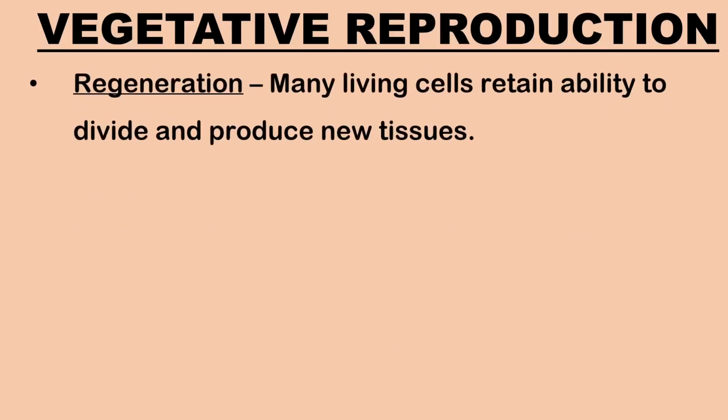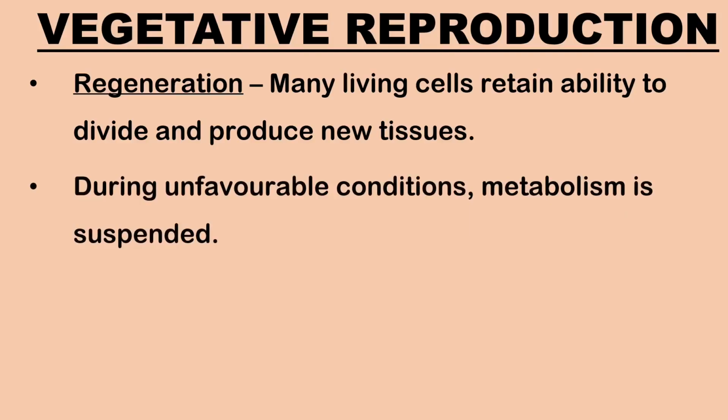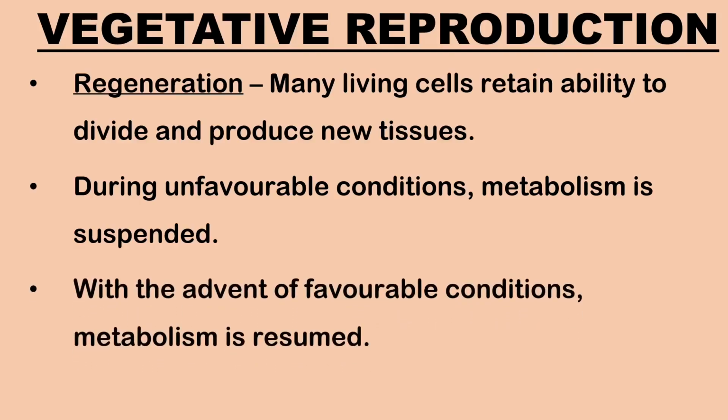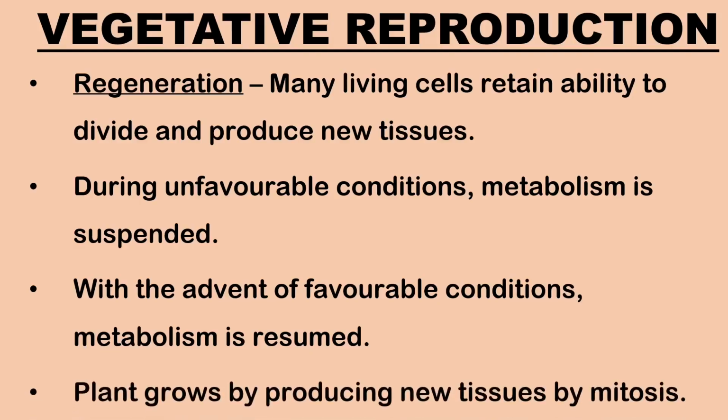Regeneration. Many of the living cells retain the ability to divide and produce new tissues. During unfavorable conditions or during periods of desiccation, metabolism is suspended. With the advent of favorable conditions, metabolism is resumed and the plant grows by producing new tissues by mitosis.